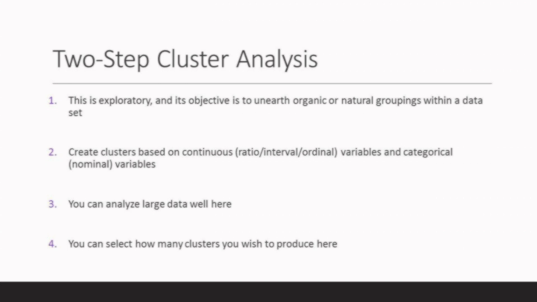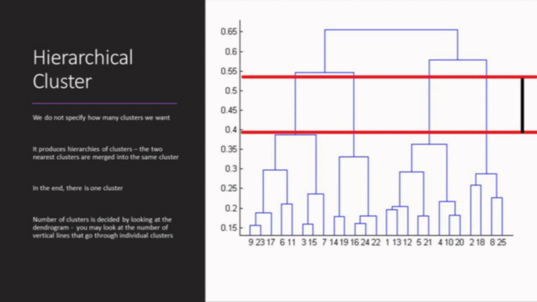Let's keep going. Hierarchical clustering. Okay, this is a lot here. We don't specify how many clusters we want here. It produces hierarchies of clusters. The two nearest clusters are merged into the same cluster here. In the end, there's one cluster.